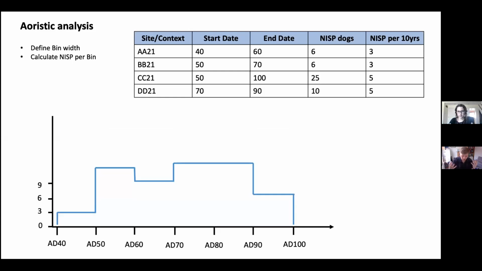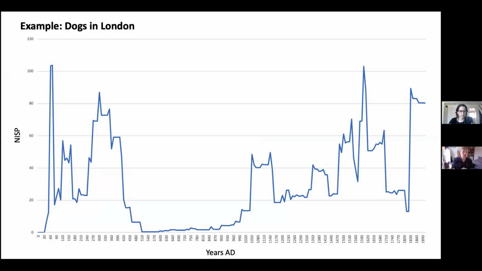And what you end up with is a much more detailed chronological overview of what's going on with the frequency data for your species. So you end up with a graph like that. And this is what it looks like calculated for London for the NISP counts just for dogs. So this is actually better than just our simplistic early, middle and late Roman, early, middle and late Anglo-Saxon way of looking at our data sets. It's much more detailed, but it does come with its own issues and problems.